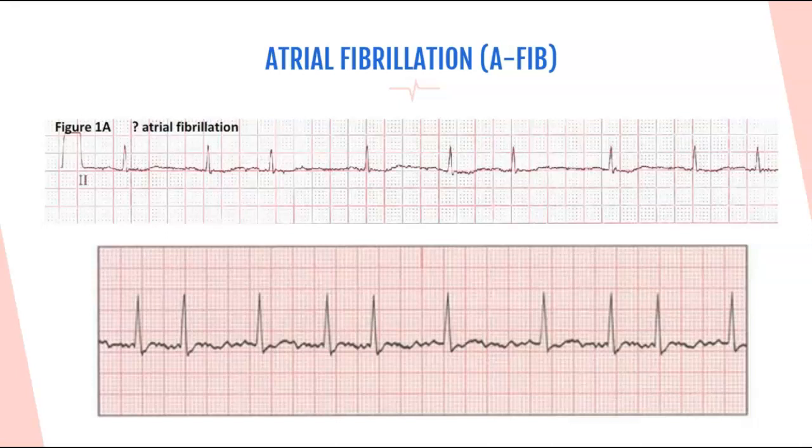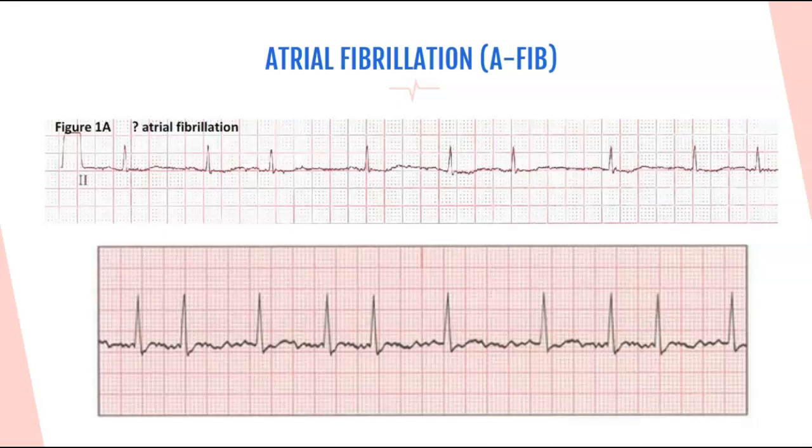On A-fib, there are no clear P waves. There are no atrial contractions. There's a loss of that atrial kick, and there's an irregular ventricular response. So this irregular ventricular rate will decrease ventricular filling, and that causes reduced cardiac output.